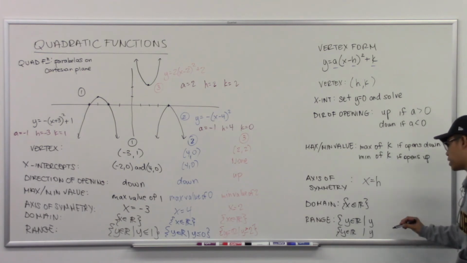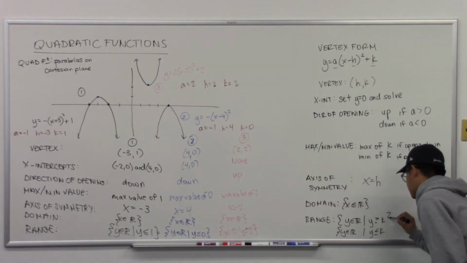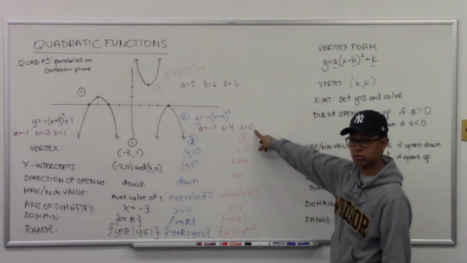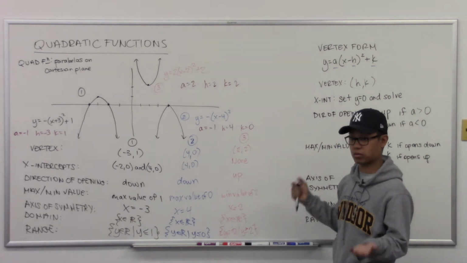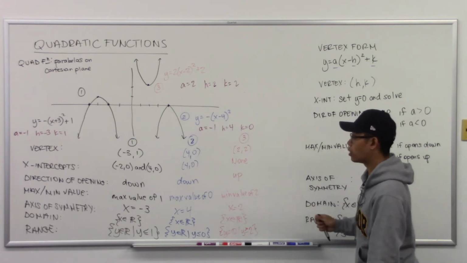So the range is going to be either greater than or equal to K or less than or equal to K. It's one of the two. It's always based on K. But how can you tell when it's greater than or equal to K? Nick, how do you know that the range is going to be greater than or equal to K? If what's positive or negative? So this has a K of 0, so that's not positive or negative. So it doesn't really tell you whether it's greater than or less than. So how would you know?